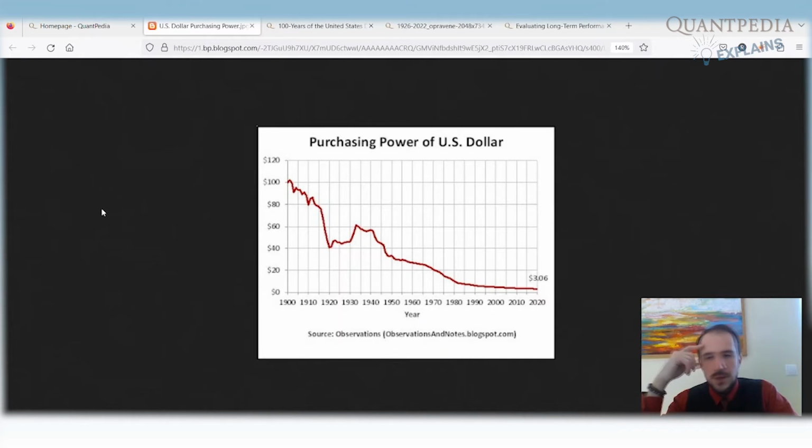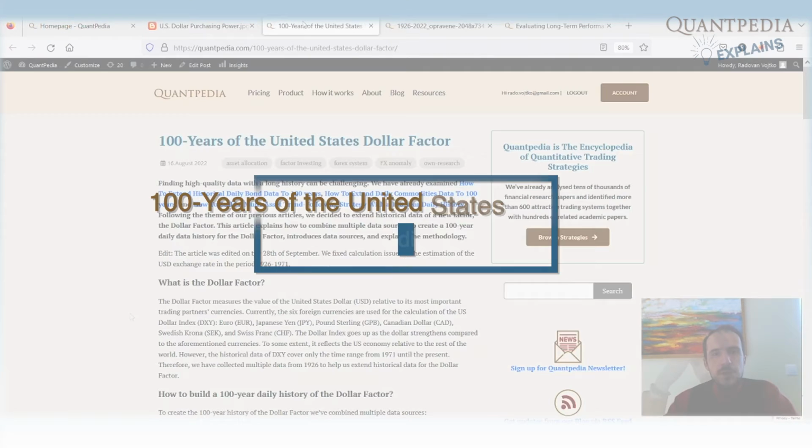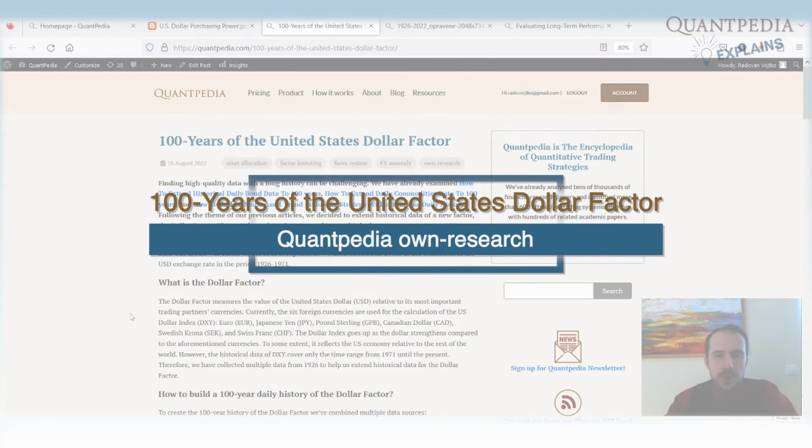Of course, inflation has been here since the Roman Empire, so it's been here for thousands of years, and it's not a problem only for the US dollar, it's a problem for all of the other currencies. So it's not so important what the inflation rate is and what the declining purchasing power of the US dollar is. What is more important is how the US dollar stands against the other currencies, of course. And for something like that, we built a US dollar factor price history over the last 100 years.